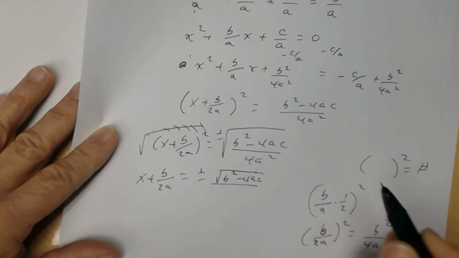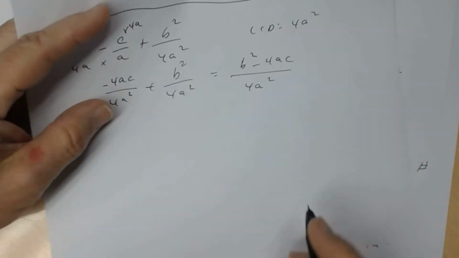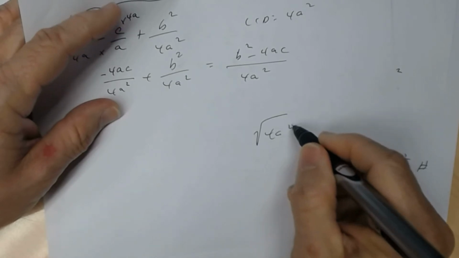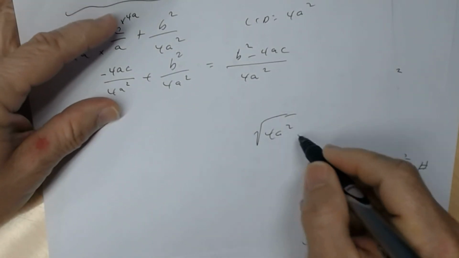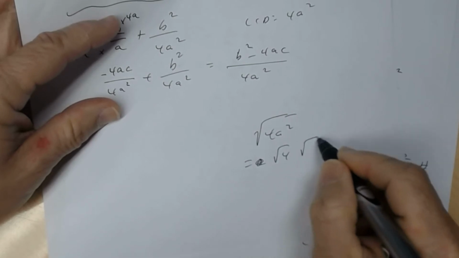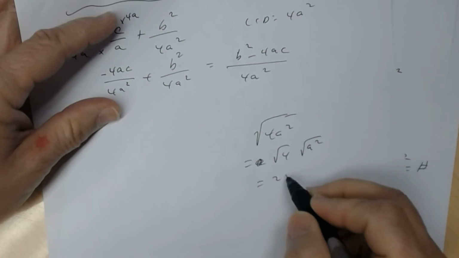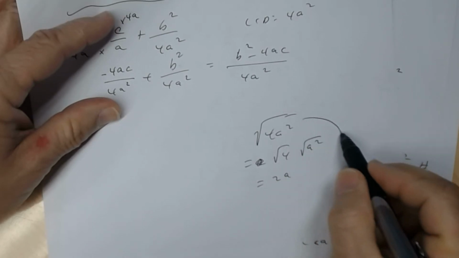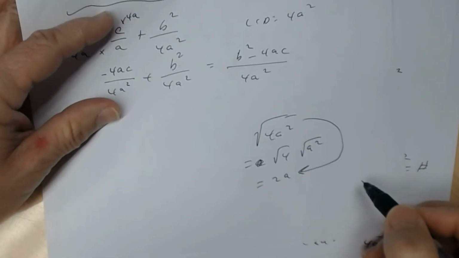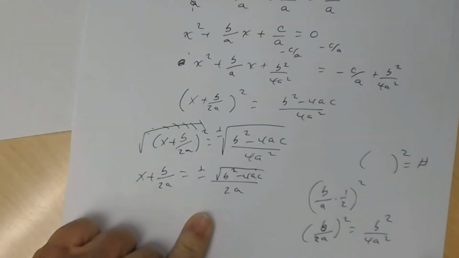The square root of the denominator, now let's think about this. See that square root of 4a squared? Let me rewrite it like this: square root of 4, square root of a squared. The square root of 4 is 2, and the square root of a squared is just a. So the square root of 4a squared is just 2a. So the denominator is 2a.